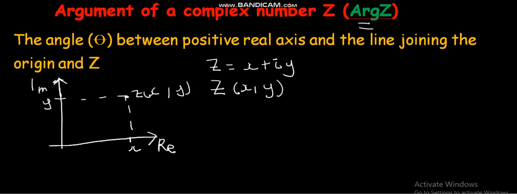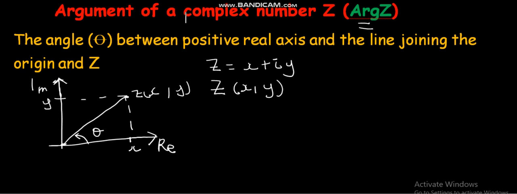Now we said that the argument is the angle between the line joining the origin, that is our origin, and z, and the positive real axis. So that is our argument theta.